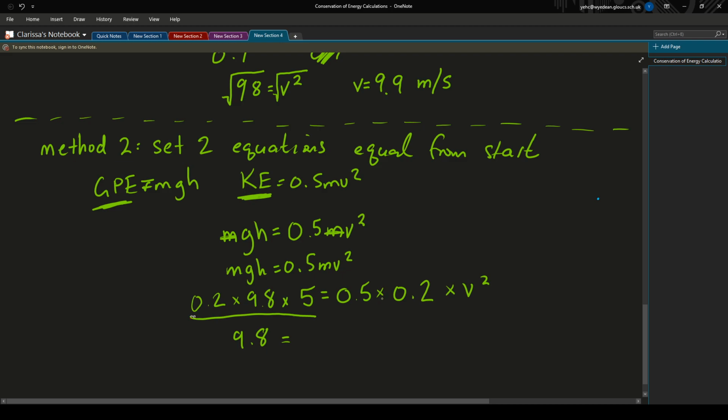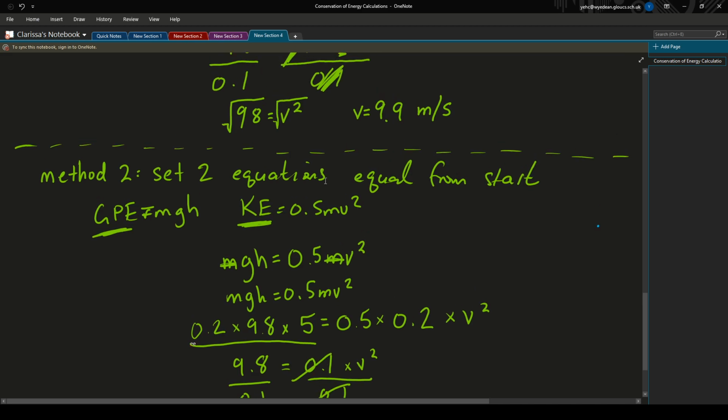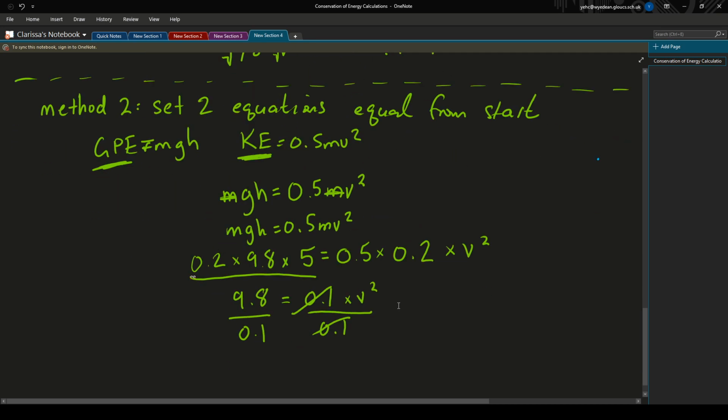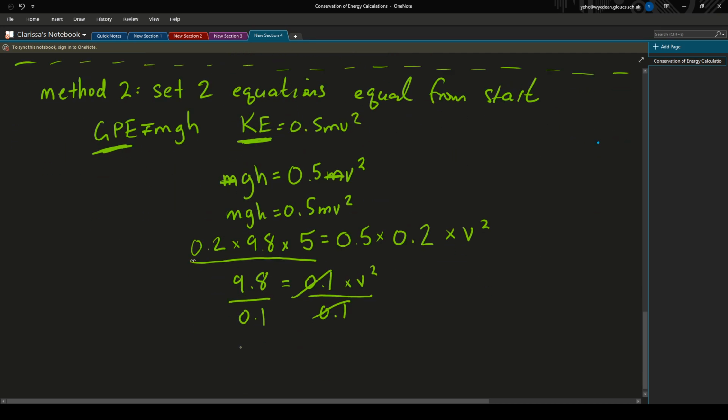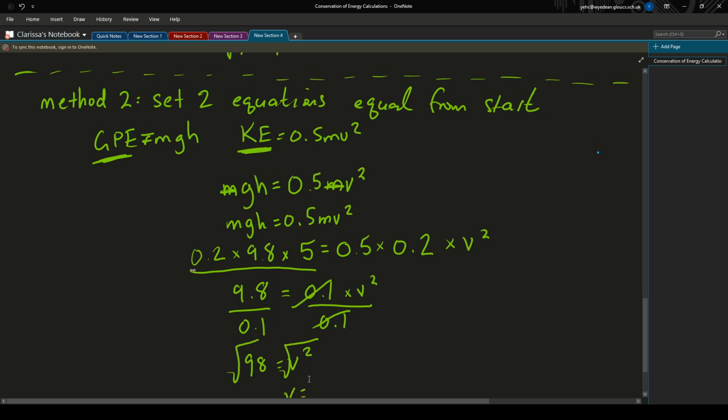On the right hand side, that's 0.1 times v squared, and then you notice you're going to end up with the same exact point as you were before. So notice how this is the same exact point. Square root both sides, v equals 9.9.